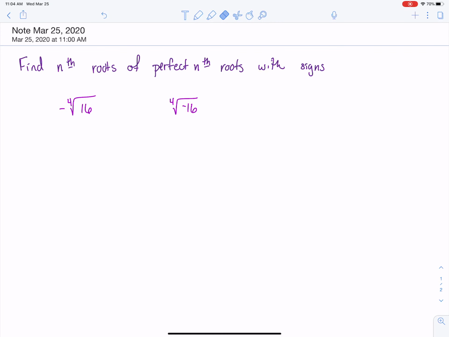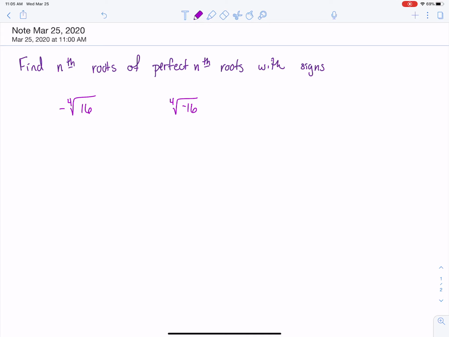I've gotten quite a few questions about this ALEKS topic, finding the nth roots of perfect nth roots with signs. So I thought it was a good one to do just a quick supplemental video for. What we're looking at really is the difference between these two situations here: the negative of the fourth root of 16, or the fourth root of negative 16.